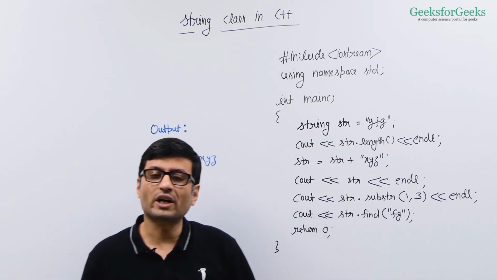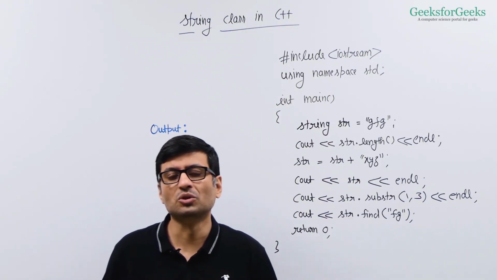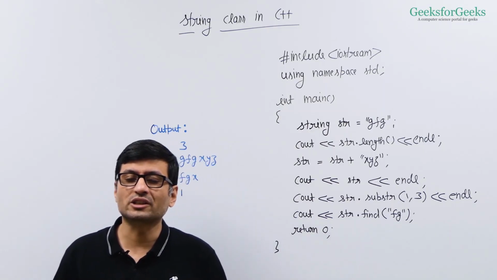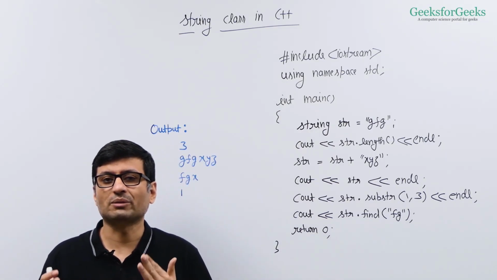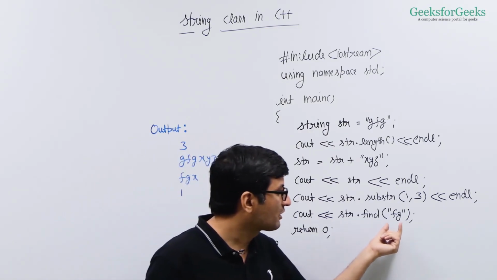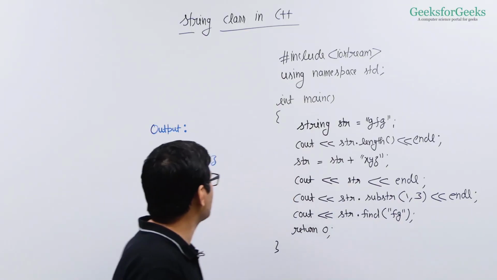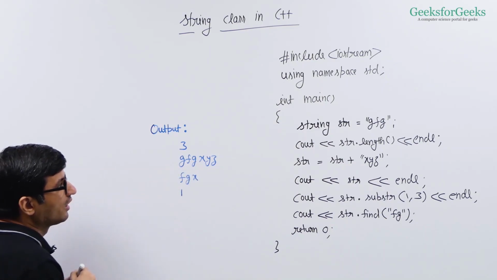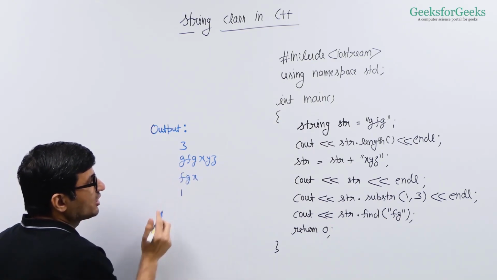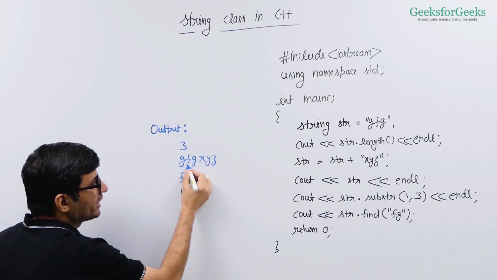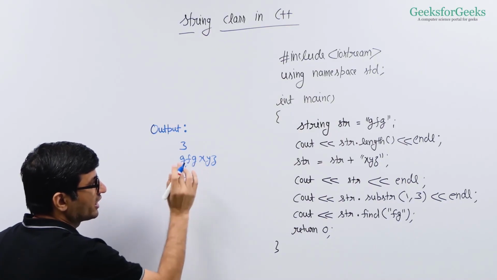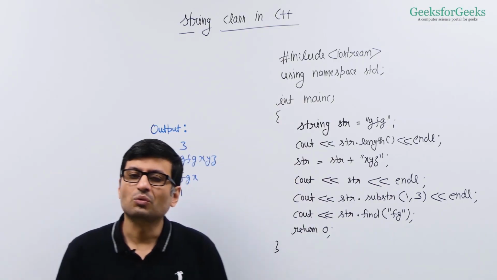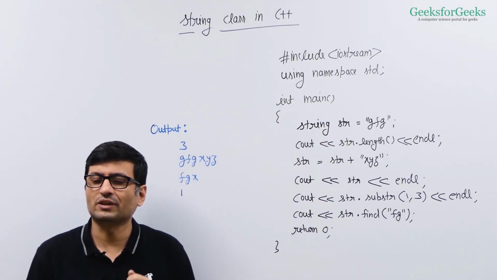Find function. Find is a useful function. It's used to find if a given string is present in this string as a substring or not. So we have given the string as fg, and now we are checking whether this fg is present in this string as a substring. Now if you search for fg in this string, you will find that fg is present at index 1 here, right? So that is why we get the output as 1. If a string is present as a substring, we get the index of its first occurrence.